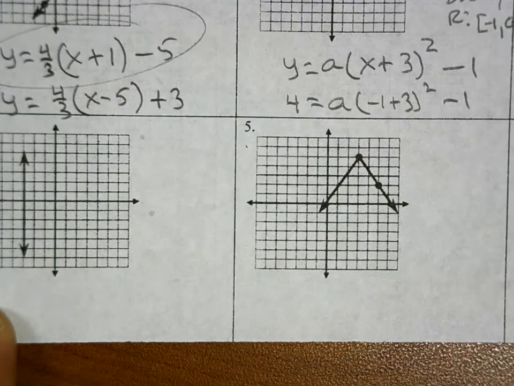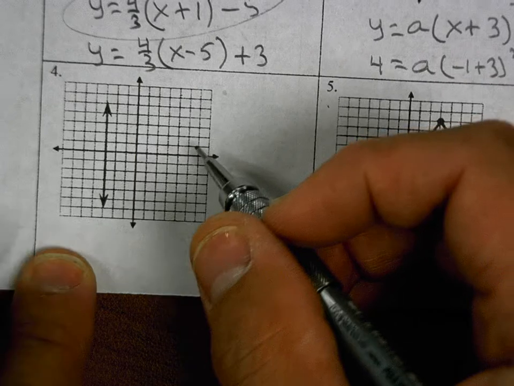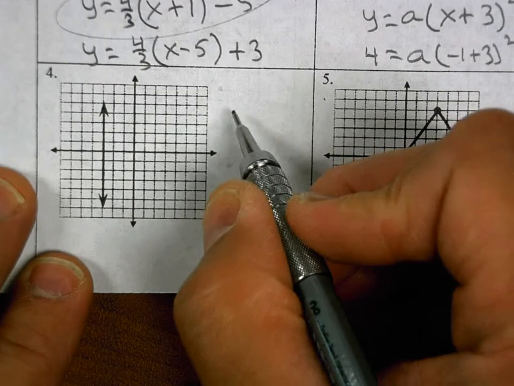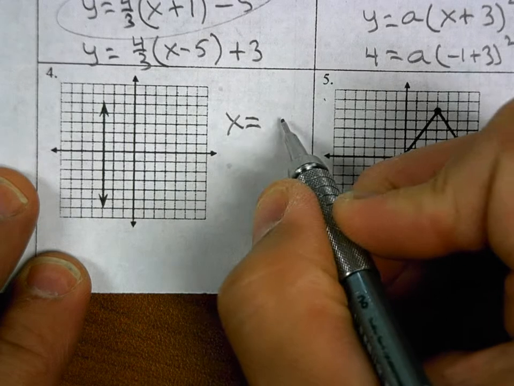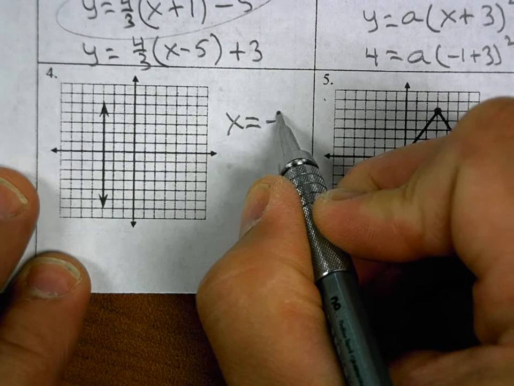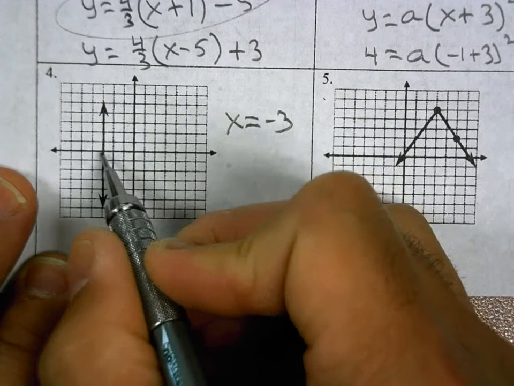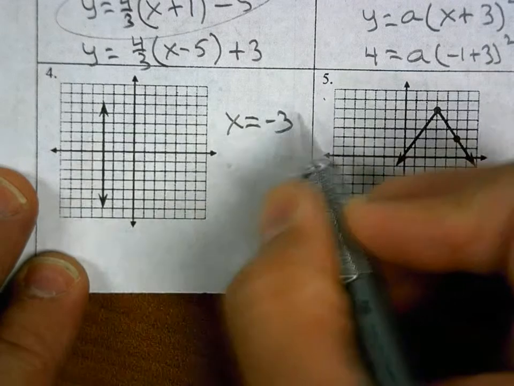Well, a line, there you go. This is x equals, it's vertical. X equals what? Negative 3. X equals negative 3, because everywhere on this line, x is negative 3. There you go. Okay.